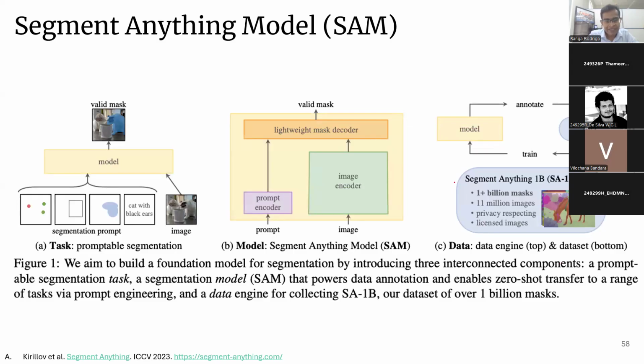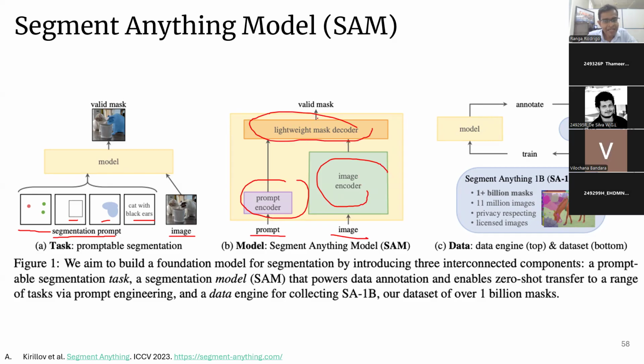Now the Segment Anything model is by Facebook, a very recent one, 2023. You can give it a prompt. Now in ChatGPT also we give a prompt. Here you can give the prompt as these dots, key points, or you can give a box, or you can give a segmentation mask, or you can give a sentence, and of course an image is given. Based on this prompt and the image, it will segment. So the prompt is encoded somehow, the image is encoded somehow, and then the lightweight mask decoder is there, and then you get the masks.